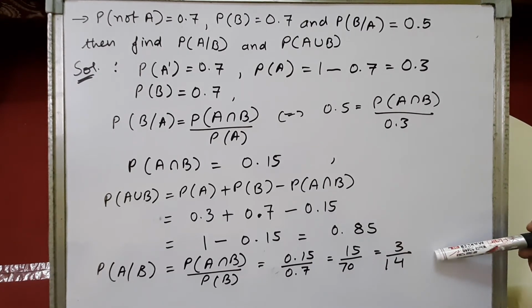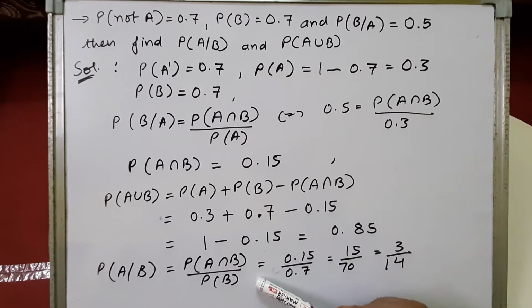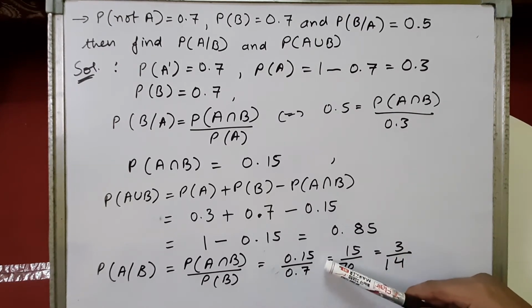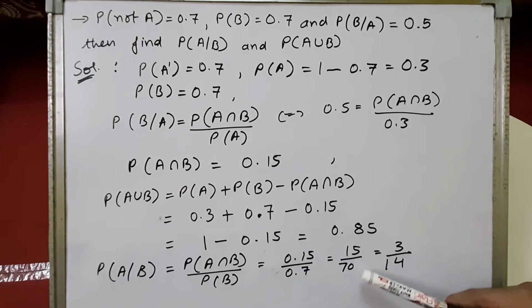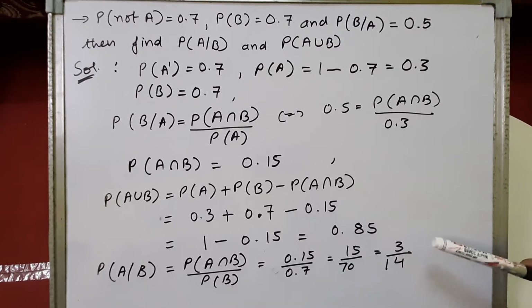Alright, and we also have to calculate probability of A upon B. So the formula will be probability of A intersection B upon probability of B. That will be 0.15 upon 0.7, that is 15 upon 70. When we cancel it out, we get 3 upon 14. Alright children, please note down.